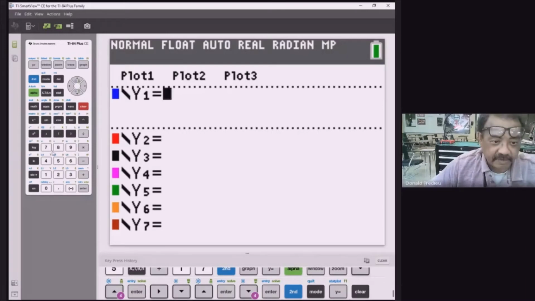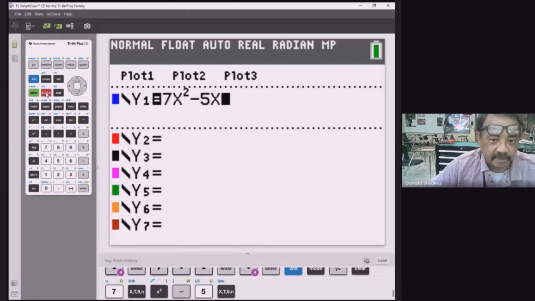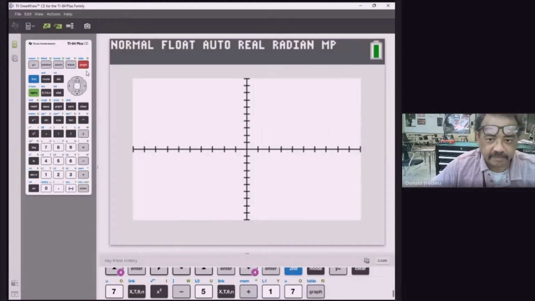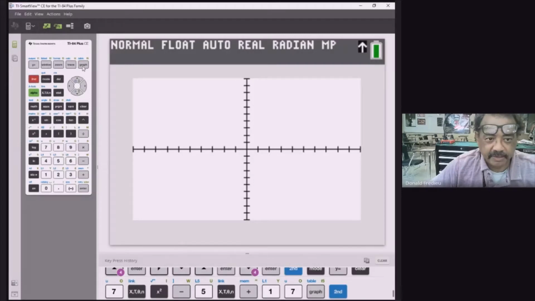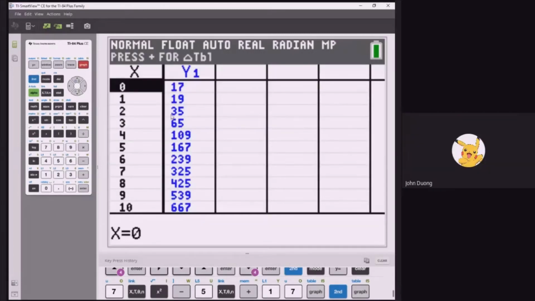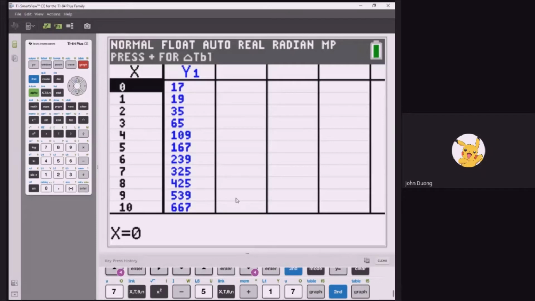Okay, I put in 7x squared minus 5x plus 17. Let's graph it first. It doesn't show up on the graph. Oh, it's too large, outside the parameters. Let's look at the table. It's right: 2, 35, 5, 167, and 8, 425. What happened before? I think you were just looking at 1 instead of 2 or something.